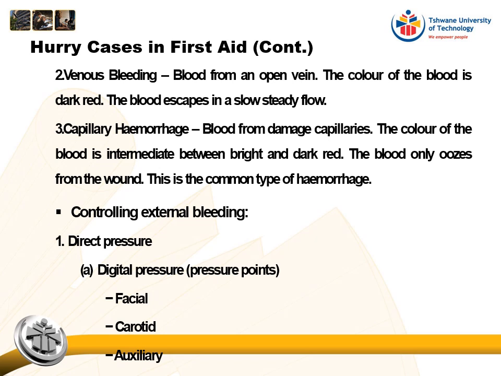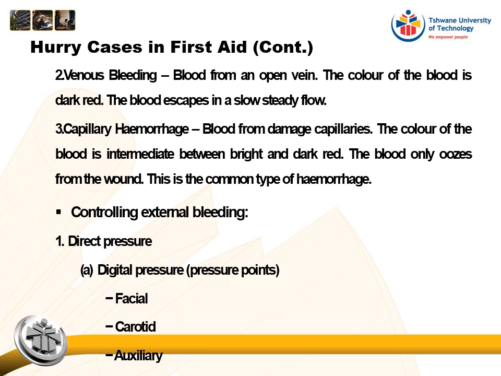Number 3 is capillary hemorrhage. The blood is from damaged capillaries. The color of the blood is intermediate between bright red and dark red. The blood only oozes from the wound. This is the most common type of hemorrhage.